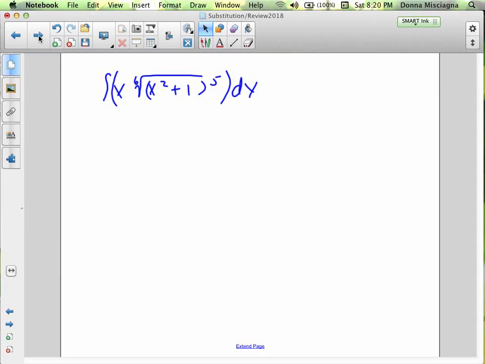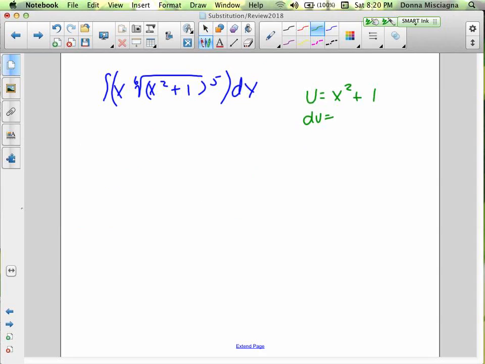All right, this one's just a straight substitution. So the u is the thing in the radical, so x squared plus 1. The derivative, du dx equals 2x. Don't see a 2, right?